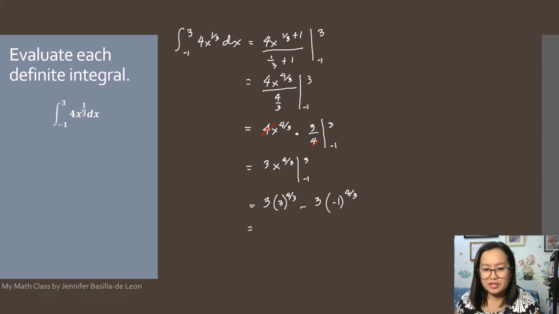Now we can expand 4/3, so that can be equal to 3 raised to 1, and here we have 1/3. Then the subtrahend will just be equal to 3. Simplifying, we will have 9 times the cube root of 3 minus 3, or this is approximately equal to 9.98.